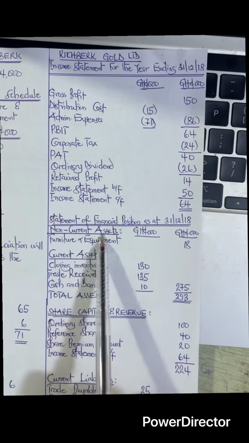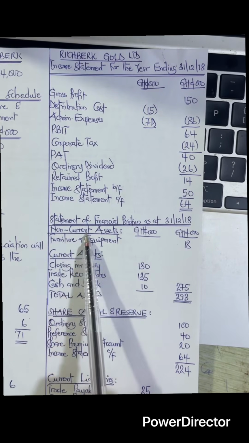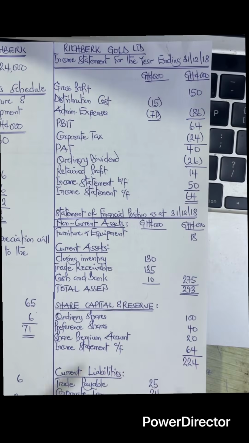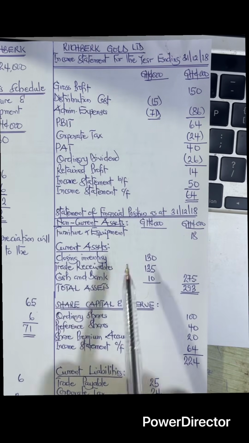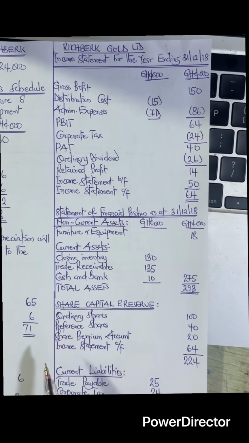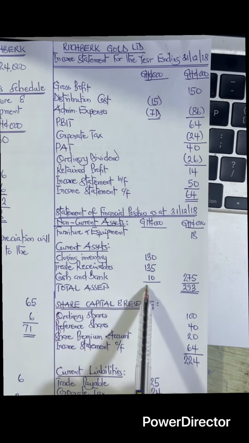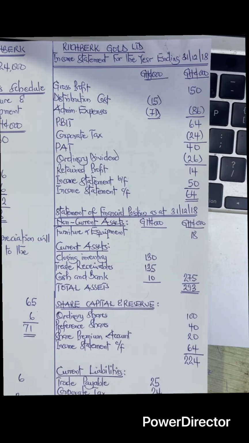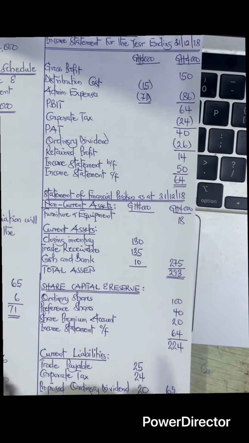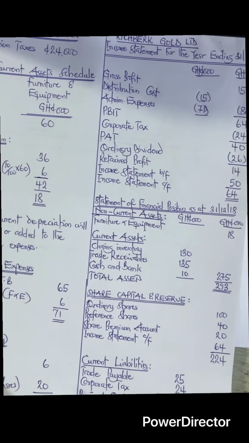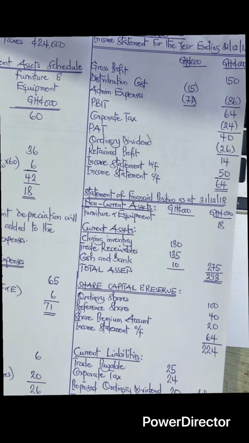When we are done, we come to the statement of financial position. That one we already know, non-current asset will come first. In this question, we only have furniture and equipment as our non-current asset, which is 18. Then we come to current assets. We have closing inventory, which is 130. According to the trial balance, we have trade receivables, which is 135. We have cash and bank balance, which is 30. When you add these 3 items, you get 275. 275 what? 275 cedis, or 275,000 because we have 3 zeros on top. When you add the total current asset to the non-current asset, you get 293. That is the total asset.